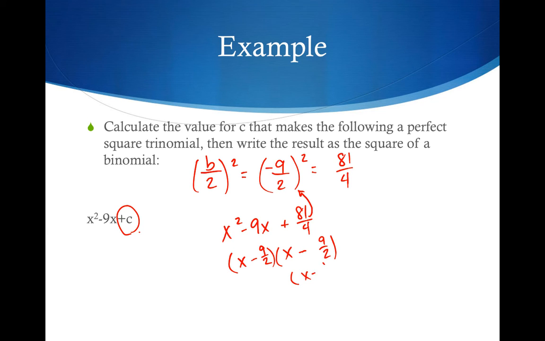So then again, x minus 9 over 2 quantity squared would be my binomial squared.